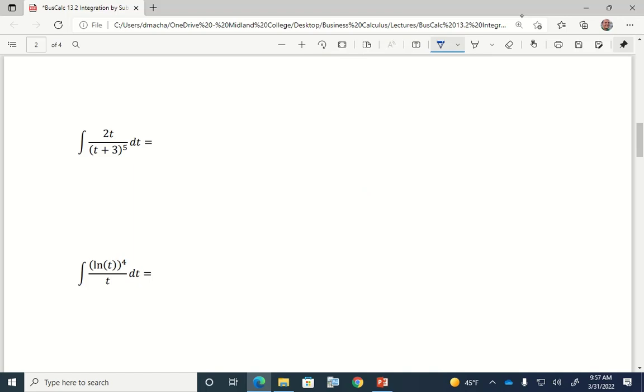Okay, here we have antiderivative of 2t divided by t plus 3 all to the fifth power. I don't know how to immediately take the antiderivative, so I'm going to try a u substitution. What should my lowercase u be this time?